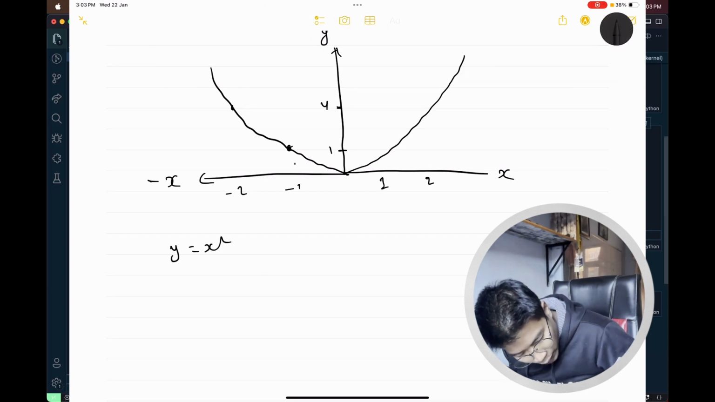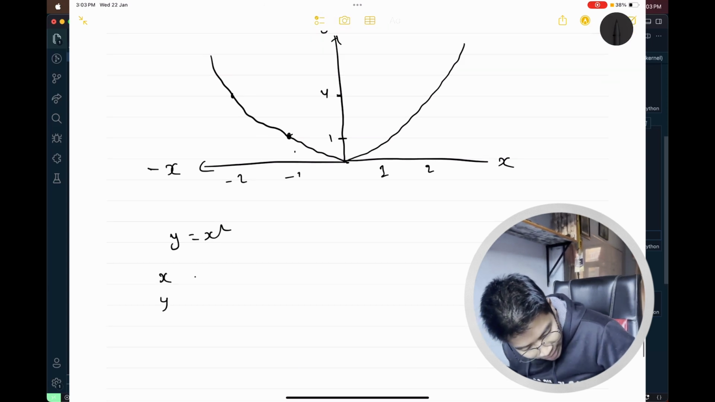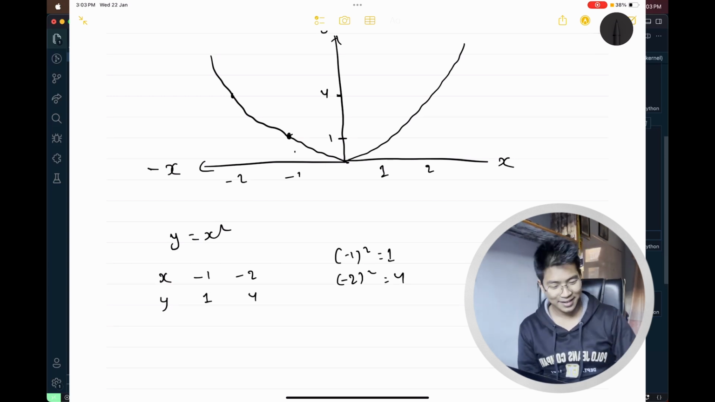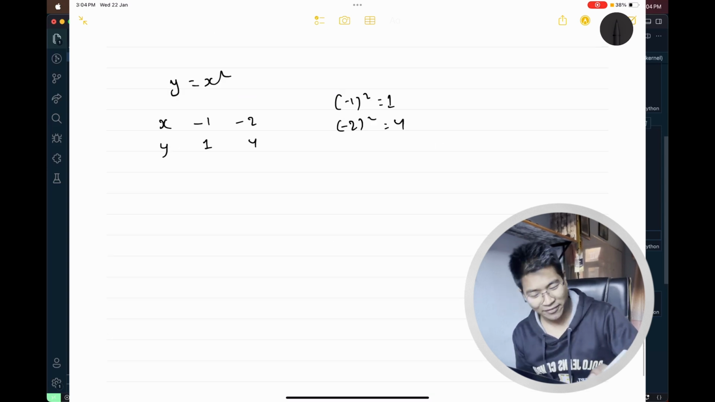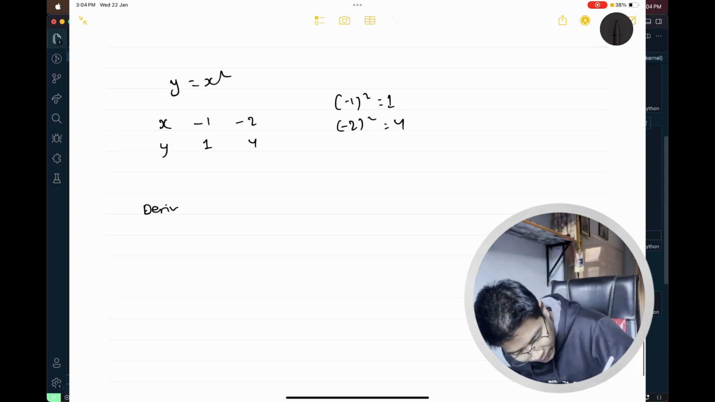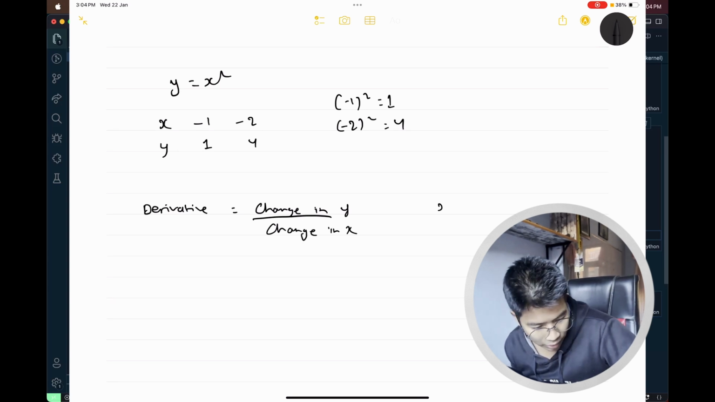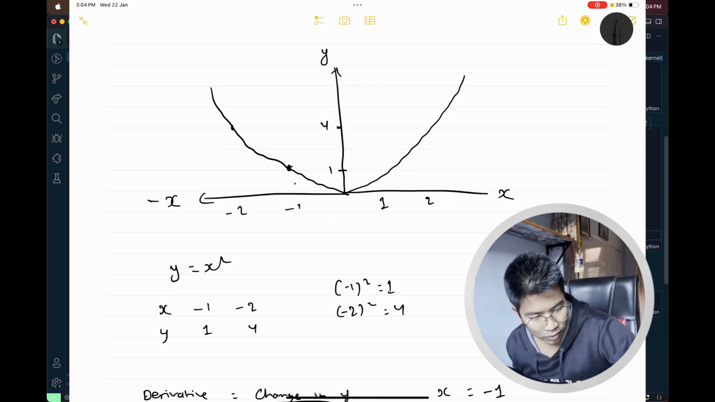y is basically x squared, right? So my x and my y: if my x is negative 1 and negative 2, my y would be 1 and 4, because negative 1 squared is 1, and negative 2 squared is again 4. Nice. So if I wanted to calculate the derivative, what would I get? Change in y by change in x, when my x is, what is my x? I started looking at my x.